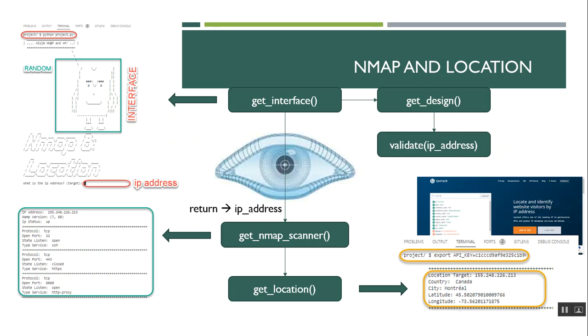In my project we have three functions: get interface, get Nmap scanner, and get location. Get interface permits evaluating the IP address as well as generating an interface for the user. Then we have get Nmap scanner, which permits scanning all the ports and checking if there is any service in a specific server. Then we have get location. Get location uses an API, application program interface, in order to obtain latitude and longitude data.